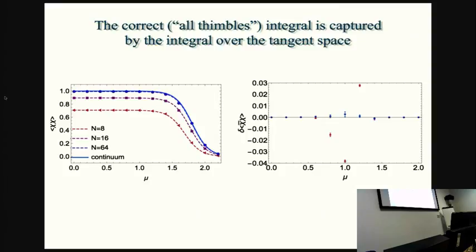So that's a case where actually doing an integral over the tangent plane is not an approximation to the real thing. This is exact. Except the design problem is a little worse, but it's not bad, so we can deal with that. This way, you can approach the continuum limit, and you get the right answer.